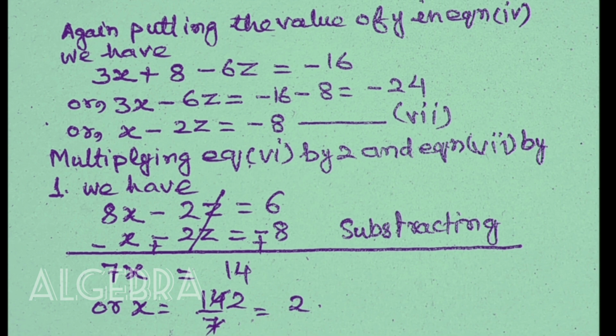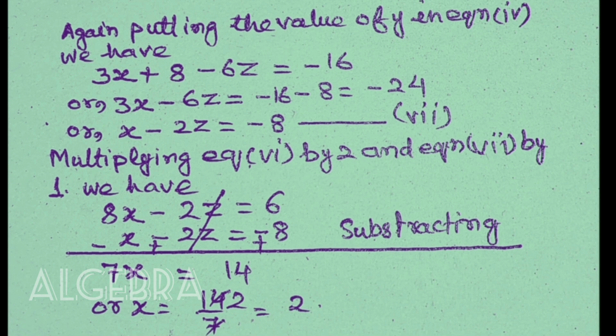Again putting the value of y in equation 4 we have 3x plus 8 minus 6z is equal to minus 16 or 3x minus 6z is equal to minus 16 minus 8 is equal to minus 24 or x minus 2z is equal to minus 8. Equation 7. Multiplying equation 6 by 2 and equation 7 by 1 we have 8x minus 2z is equal to 6 and x minus 2z is equal to minus 8.